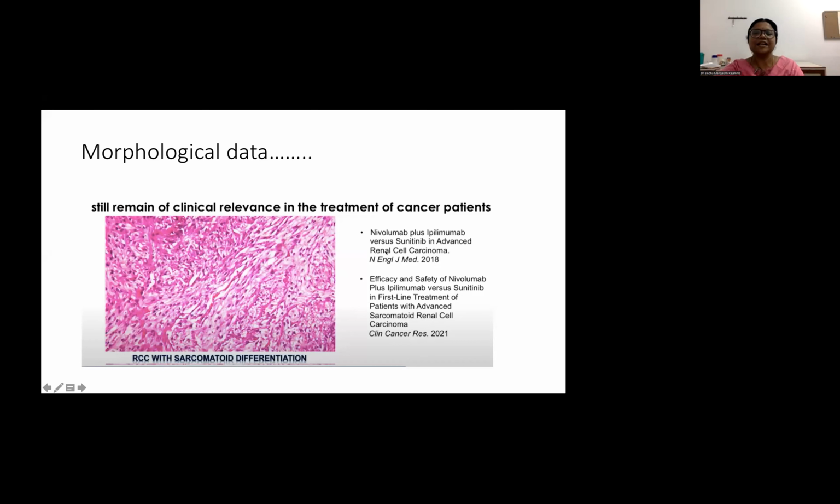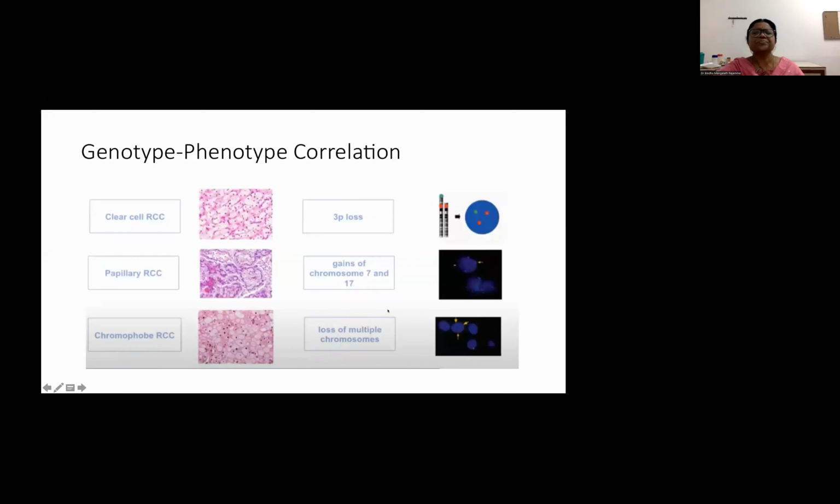Here in this example, they have analyzed nivolumab versus sunitinib in the case of a renal cell carcinoma which showed a sarcomatoid differentiation. So every other aspect is important at the level of treatment. Now, each morphology that we see definitely has a genotypic correlation.